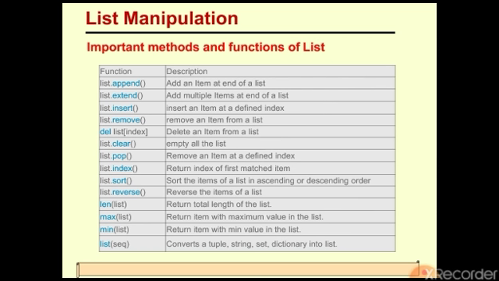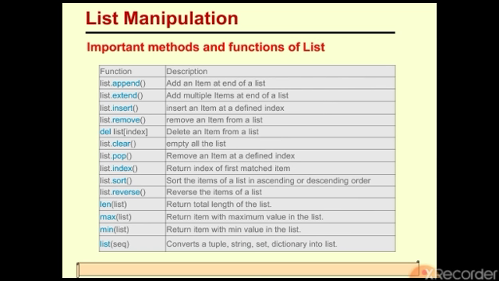Now what will list.pop do? It will remove an item at a defined index. Here you have to specify an index in the pop function. Whatever index we specify, the element at that index will be removed and it will be returned by the pop function. So it will remove that element from the list and also return that element to us. Returning means we can access the element which is being removed from the list by using the pop function.